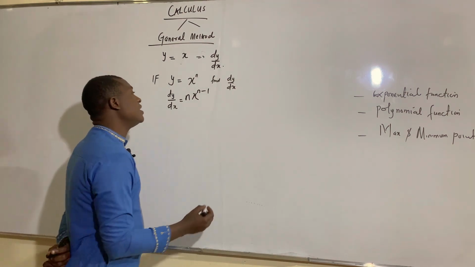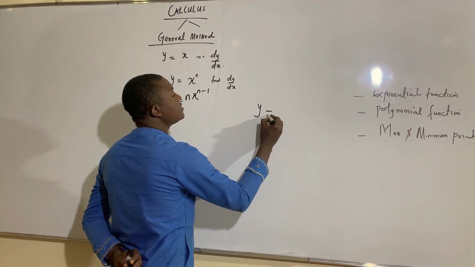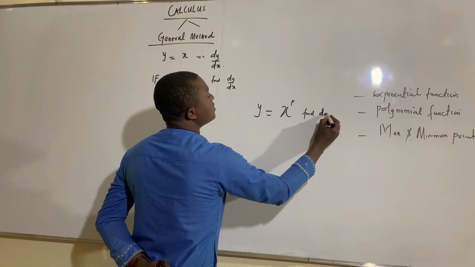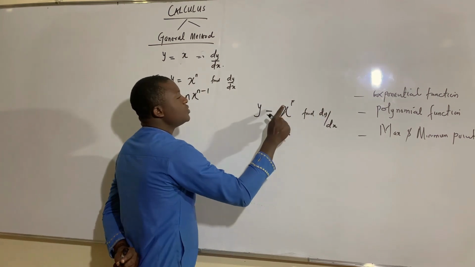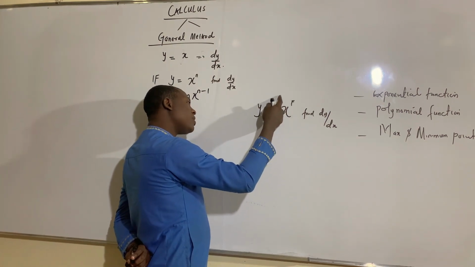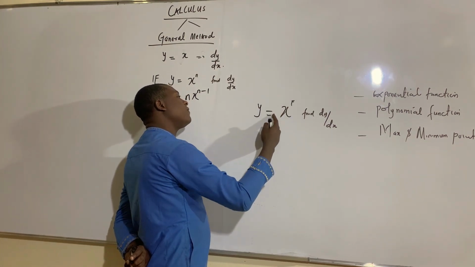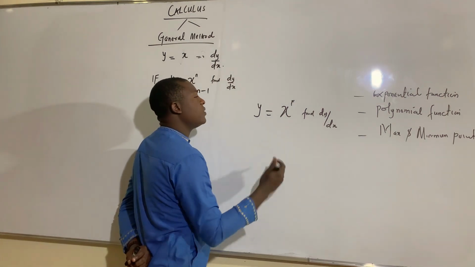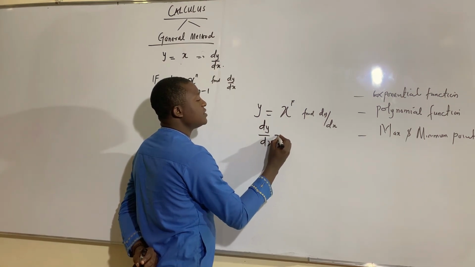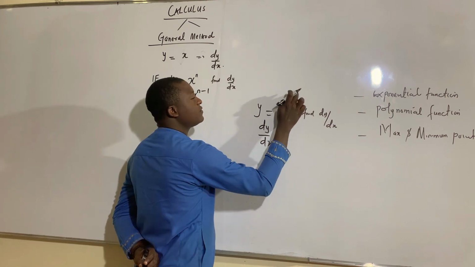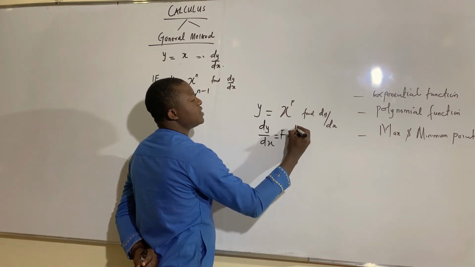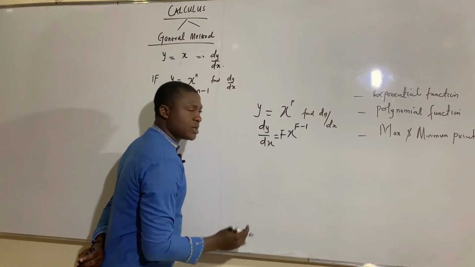Let me repeat myself again. Let's say I have y is equal to x raised to the power of f, and I want to find dy/dx. You see the power that we have here is f, isn't it? So the power will come forward, and we still subtract 1 from the power itself. So dy/dx is equal to f x to the power of f minus 1. So this is the law.